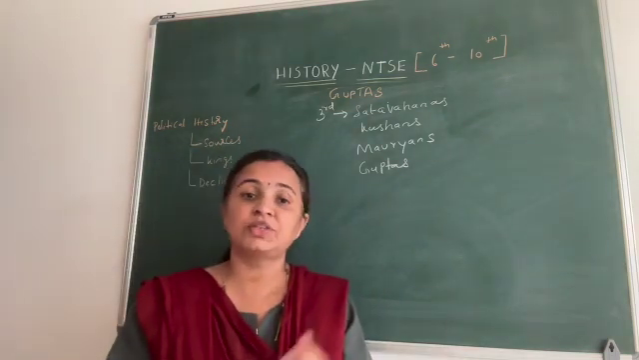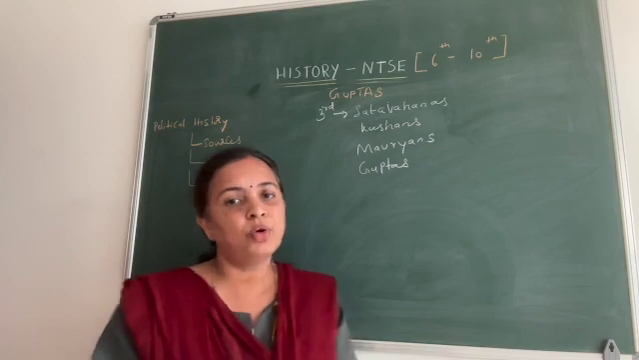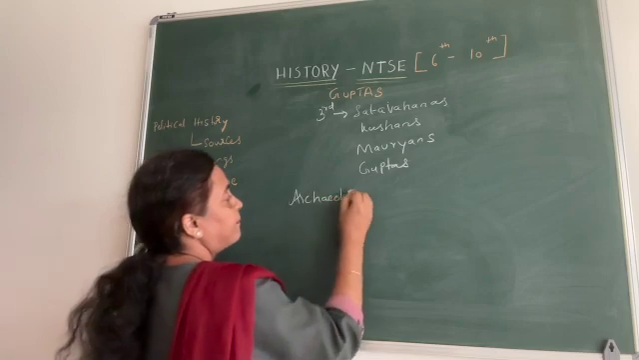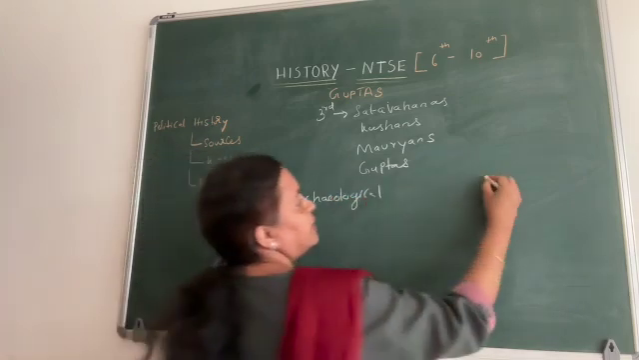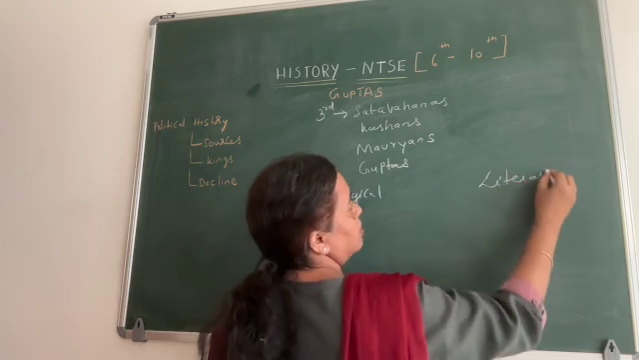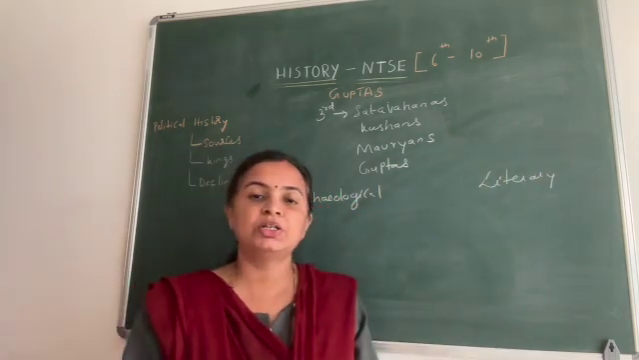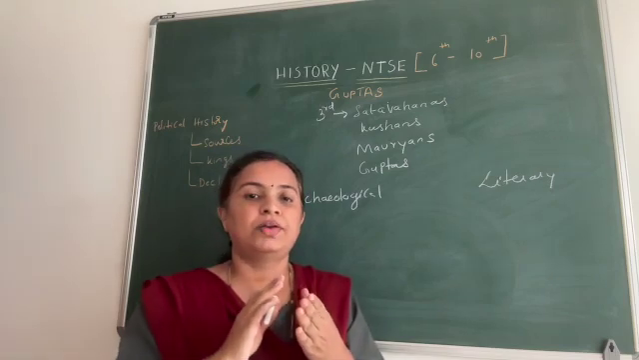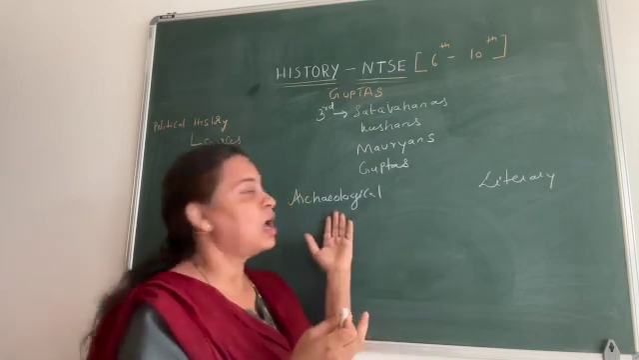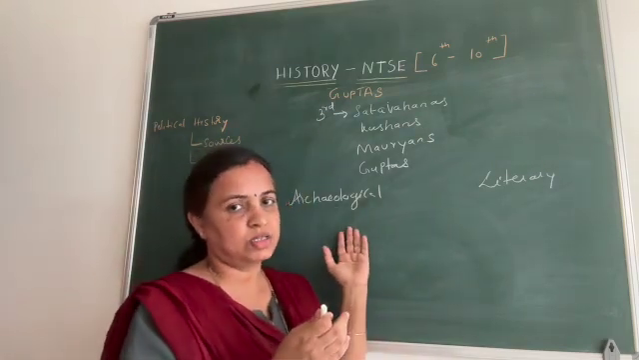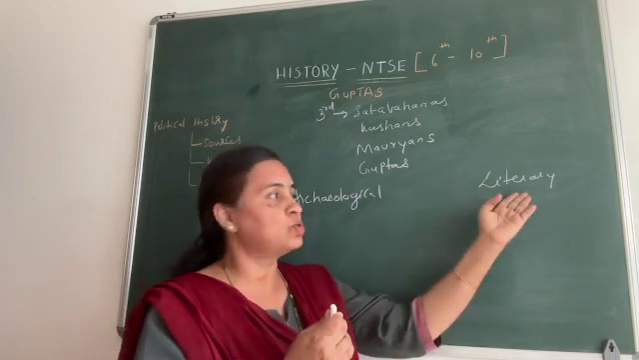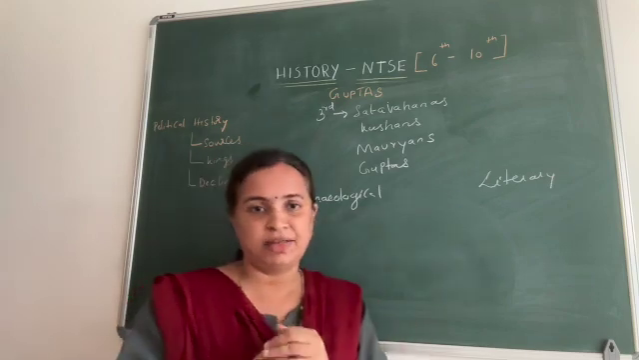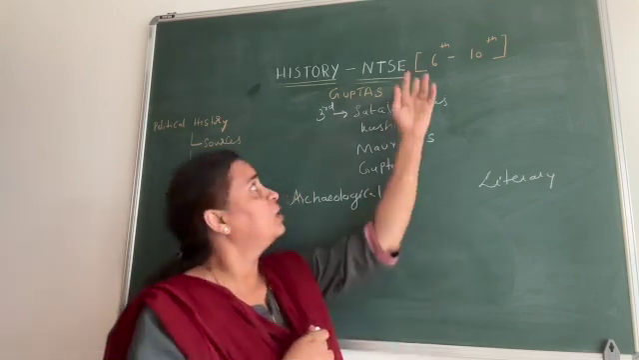Now we will look into the sources of such a big empire. There are both archaeological sources and literary sources. What do we mean by archaeological? Anything like coins, monuments, inscriptions, jewelry, weapons, all that is archaeological. That is non-written sources, whereas written sources are literary sources. So what are the books and what are the artifacts that talk about the Gupta Empire?